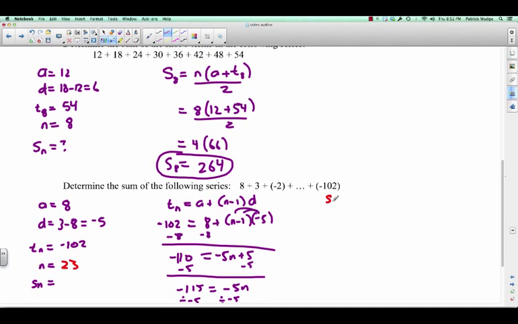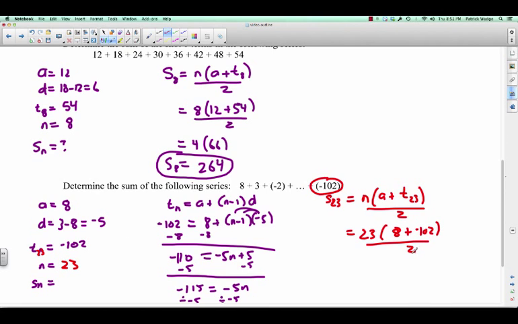So S of n, or S of 23 actually, we know how many terms there are. S of 23 equals n times a plus term 23. We now know that this number right here, this negative 102, rather than just calling it t of n, we could call it t23. We know it's the 23rd term now. And then we divide it by 2. So it equals 23, which is n. A is 8, plus the 23rd term is negative 102, all divided by 2.